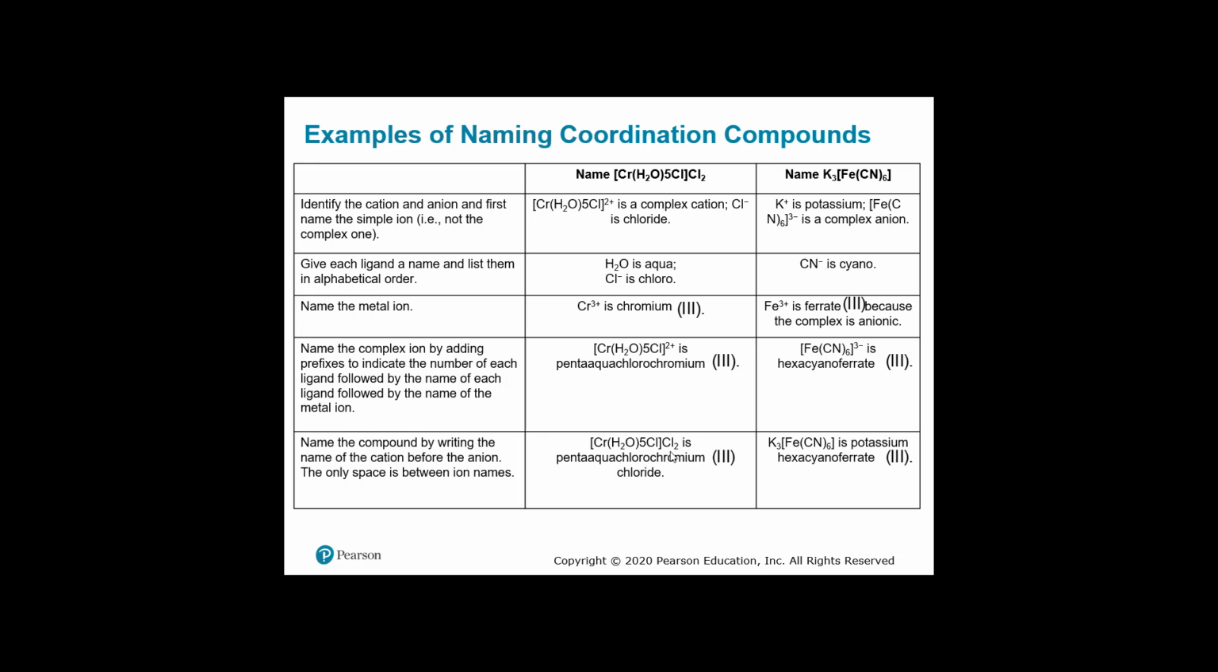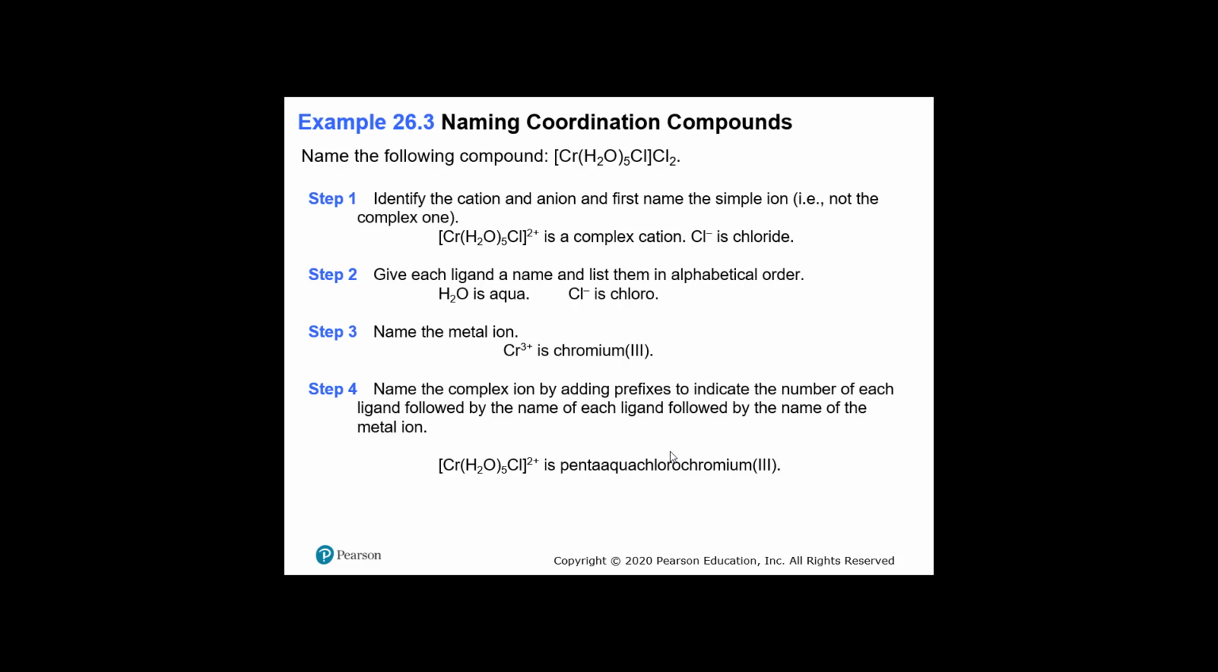If you're a little hesitant on how to do this, this is showing you how to name them and the steps that we went through. And then these are examples from the book itself. So name the following compounds. So this is how your book is breaking it down.